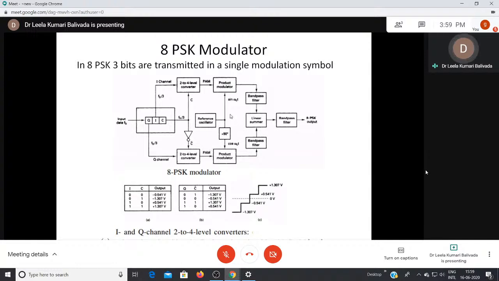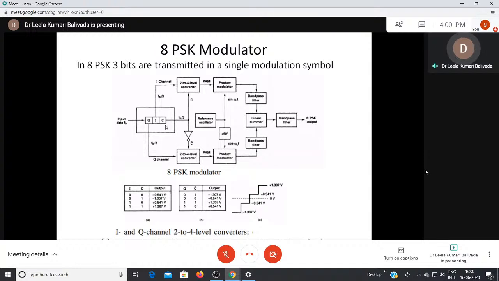This figure shows the 8PSK modulator. Here I and Q bits are there. Along with these I and Q bits, we have another bit C. Therefore these 3 bits can be arranged into 8 possible combinations. The I and Q bits determine the polarity of the output analog signal. That means logic 1 is represented by plus 1 volt and logic 0 is represented by minus 1 volt. Whereas the C bit, C or C complement, determines the magnitude of the analog signal.